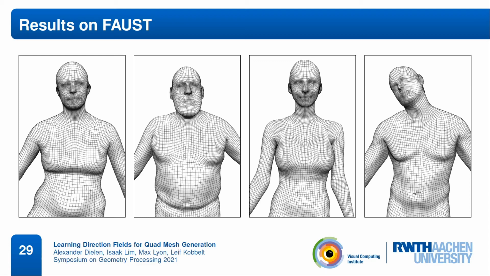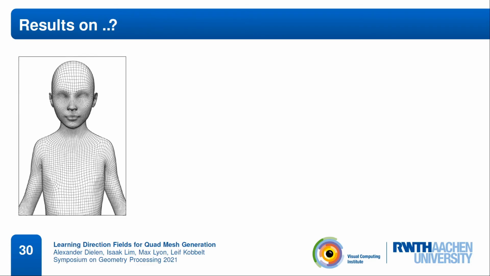But what about shapes that differ significantly from those in our training set? Here we show a quad mesh generated using our approach for a model of a young boy. As can be seen, the resulting quad mesh is of a similar quality as the ones generated for the shapes in the Faust dataset. Our method achieves this despite the fact that our training set does not contain any children.